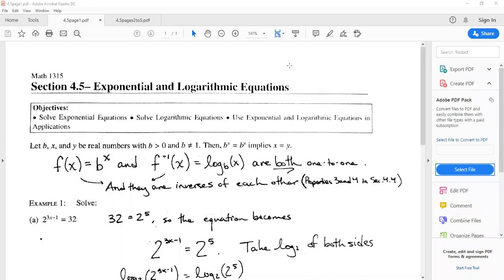All right, people, welcome back. So today we're going to use logarithmic functions for something very good. Namely, we're going to use them to solve some equations that have exponential functions in them.